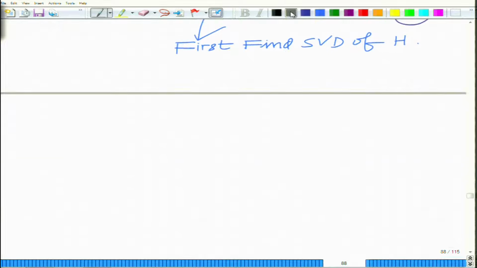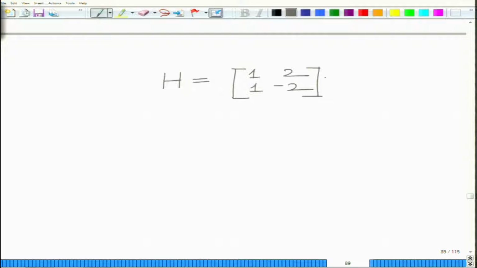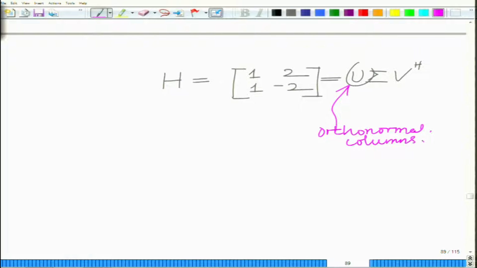Find the singular value decomposition of H, and remember we have H equals this channel matrix. Now remember we have to write this as U sigma V Hermitian, where U contains orthonormal columns, unit norm columns that are orthogonal to each other. Now we can already see that these two columns, 1 1 and 2 minus 2, are already orthogonal.